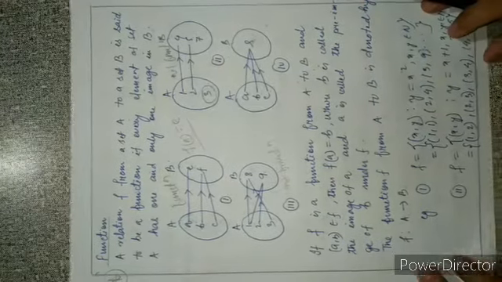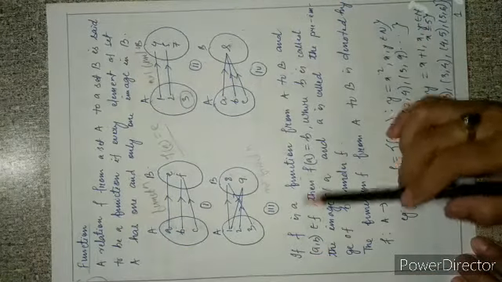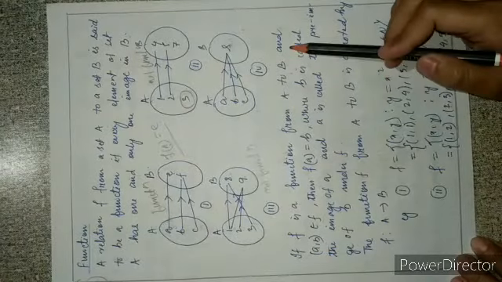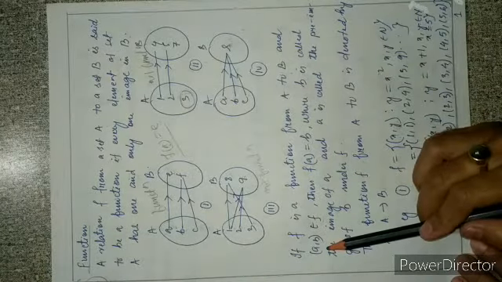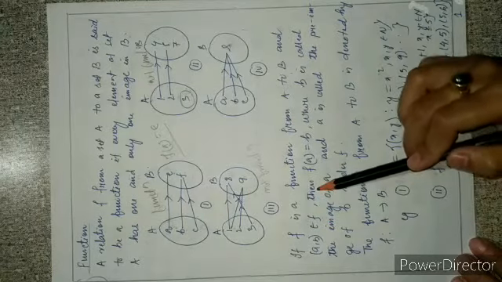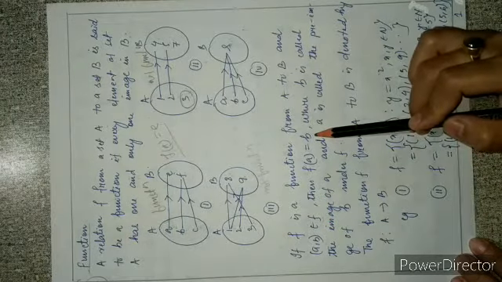If f is a function from set A to set B and the ordered pair A comma B belongs to f, then we write f of A is equal to B.